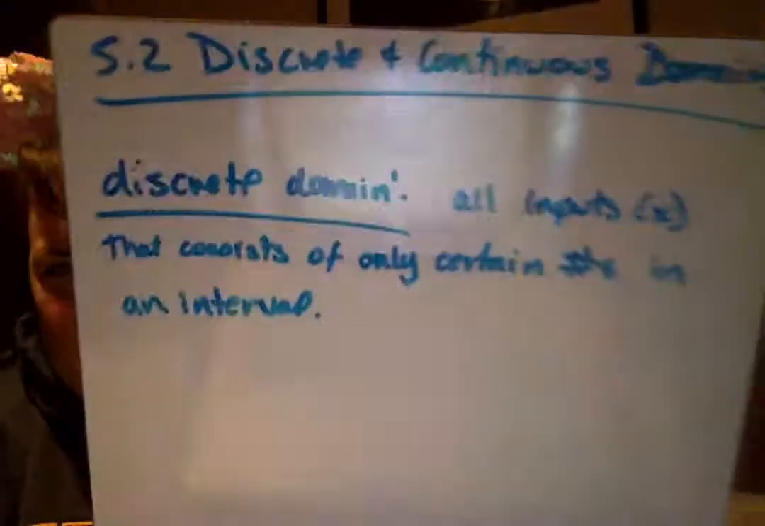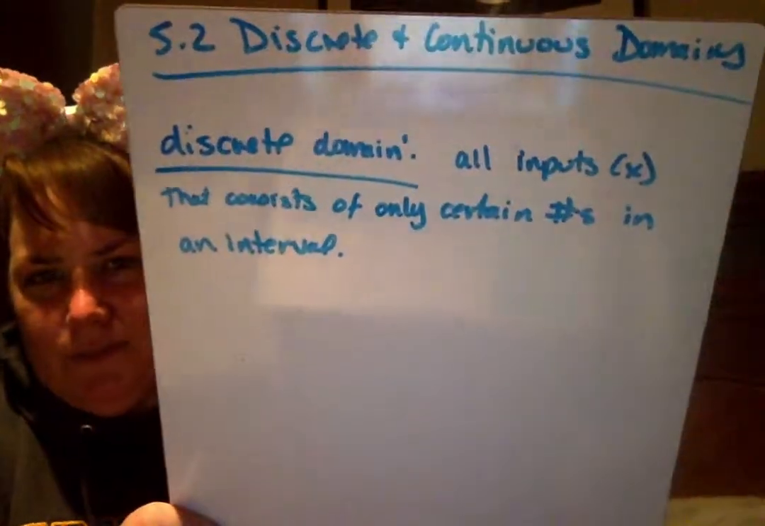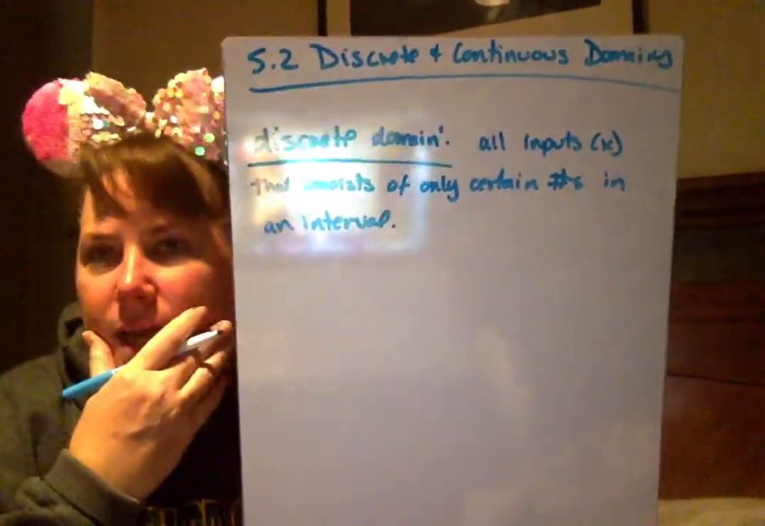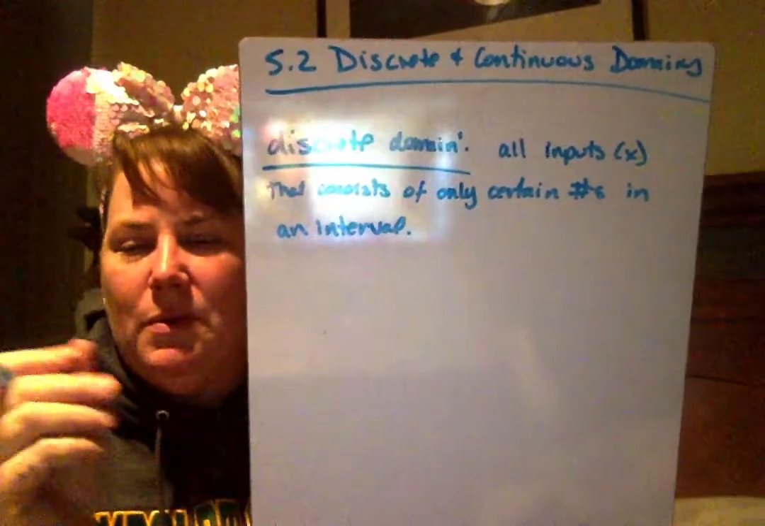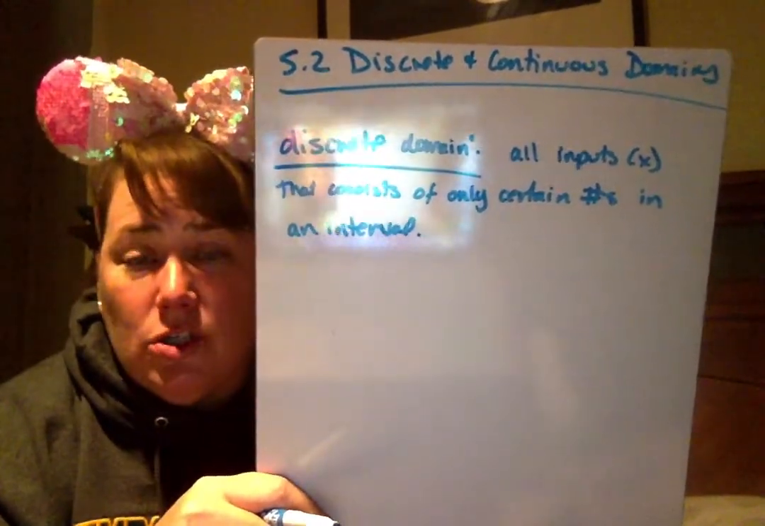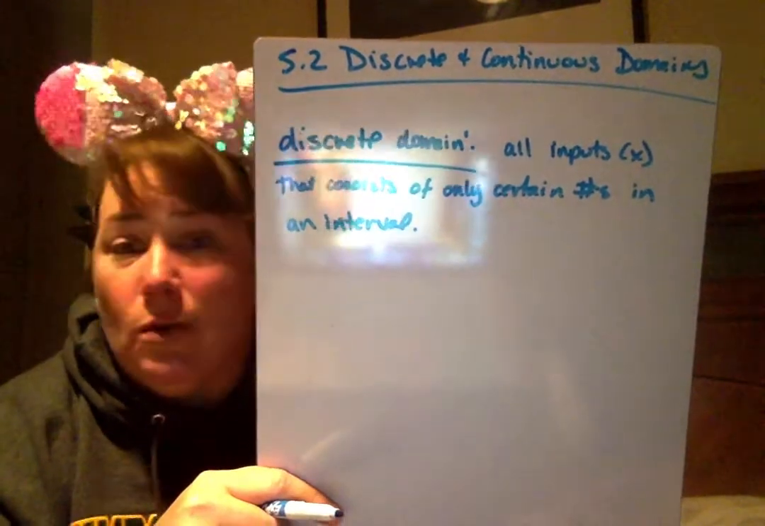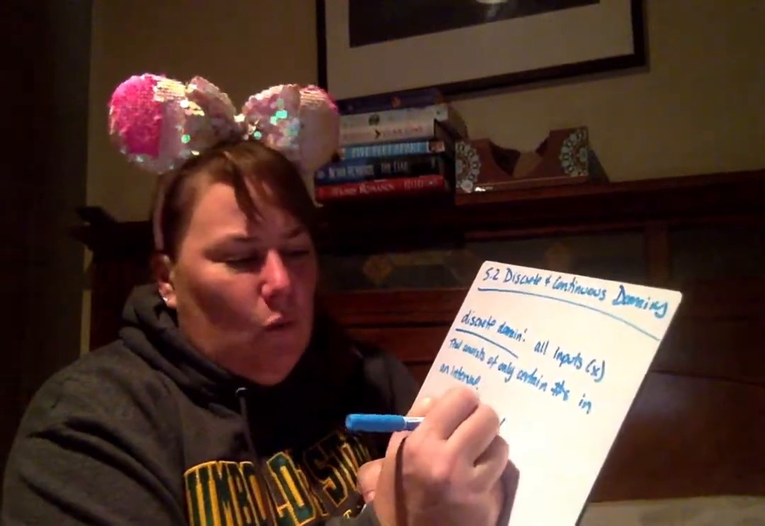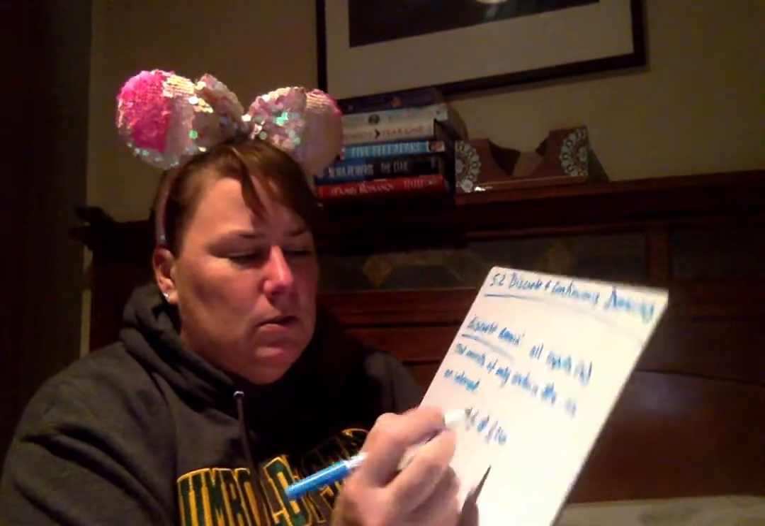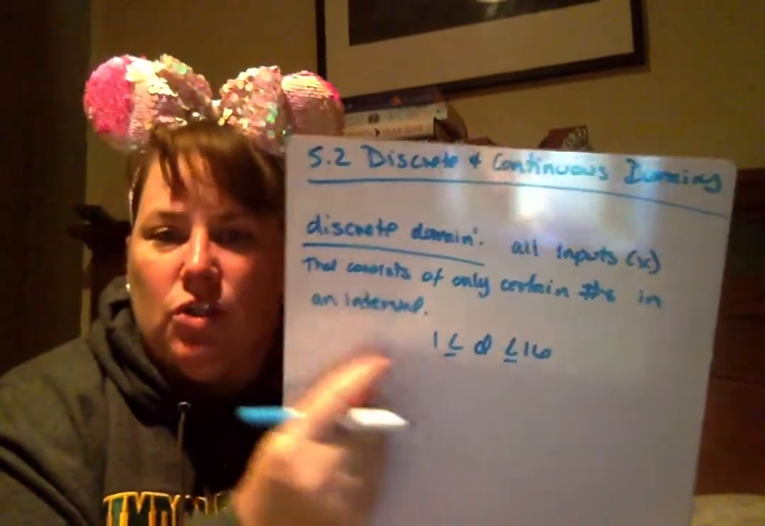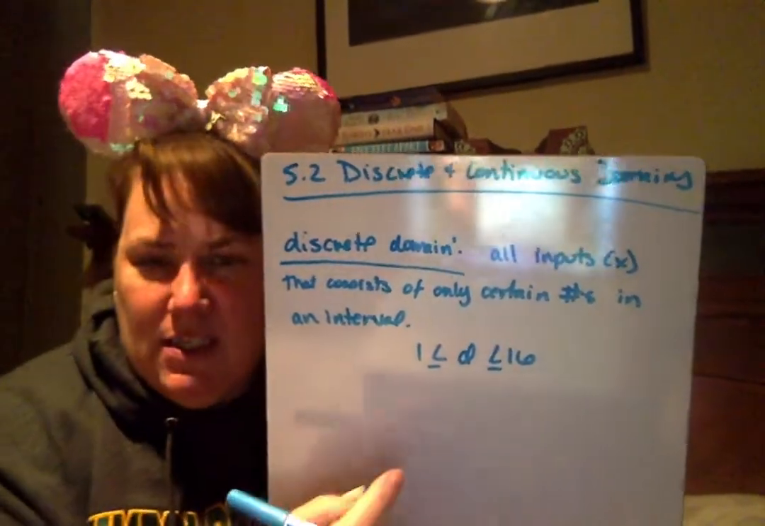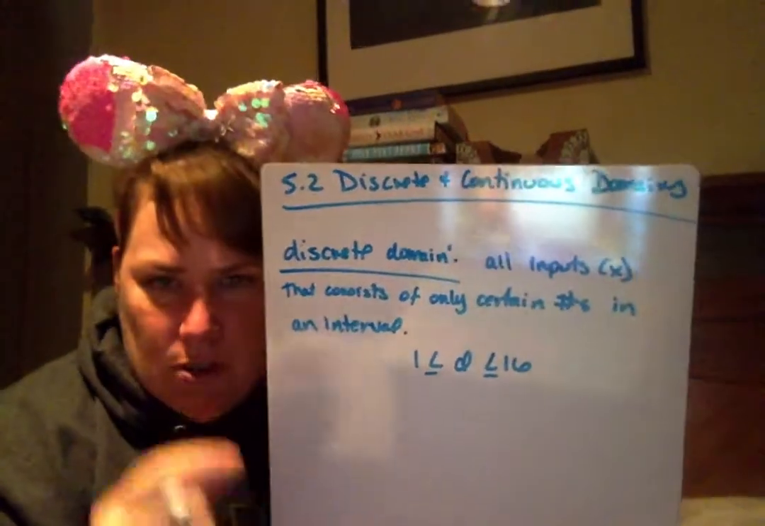Hopefully you guys can read this and it's not too smudgy. When we're talking about a discrete domain, we're talking about an interval, so maybe all the integers from 1 to 16. If the domain is all the integers from 1 to 16, it would be the integers 1, 2, 3, 4, 5, 6, 7, 8, 9, 10, 11, 12, 13, 14, 15, 16. It would look something like this, but they would have to be integers.